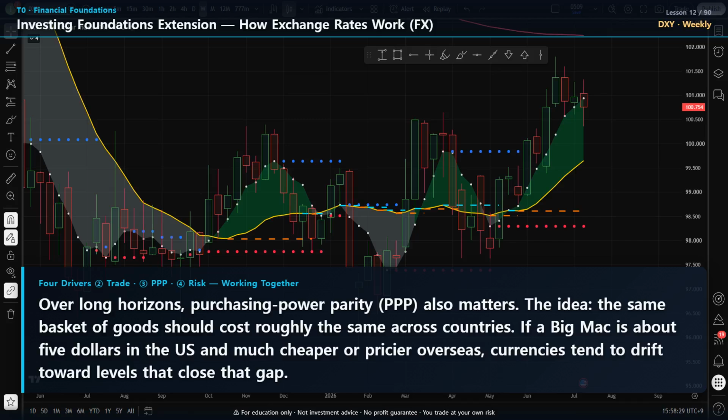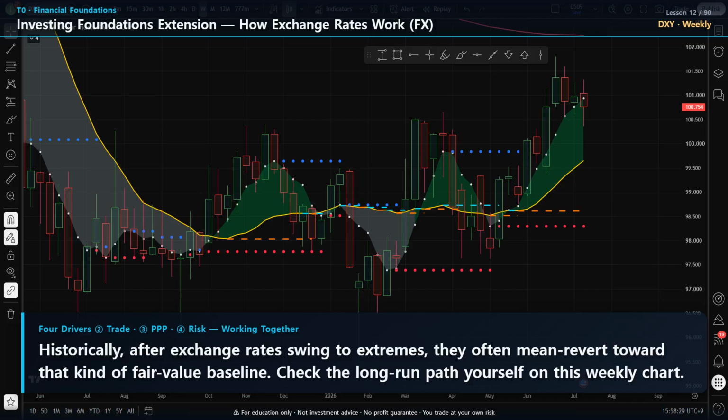Over long horizons, purchasing power parity, PPP, also matters. The idea, the same basket of goods should cost roughly the same across countries. If a Big Mac is about $5 in the US and much cheaper or pricier overseas, currencies tend to drift toward levels that close that gap. Historically, after exchange rates swing to extremes, they often mean revert toward that kind of fair value baseline. Check the long-run path yourself on this weekly chart.